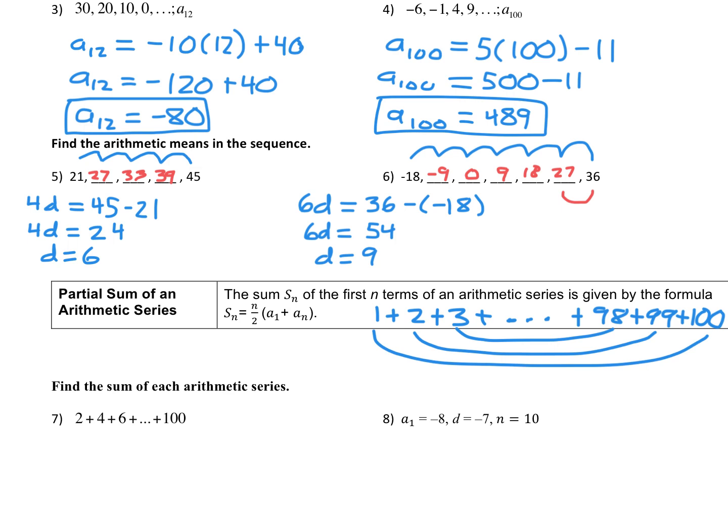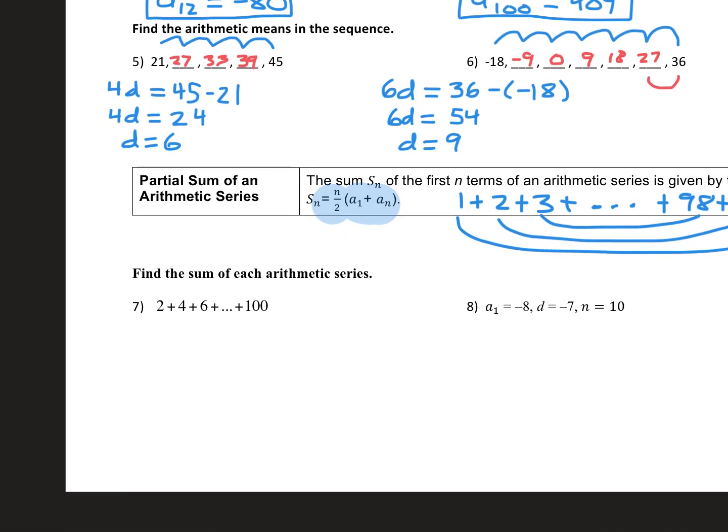So looking at the formula, this part here, the n over 2, that represents how many pairs of numbers there are. So in this example, there's 50 pairs because there's 100 total. And then the inside represents what each pair adds up to. So in this example, 1 is A1 and 100 is AN. So each pair added up to 101.